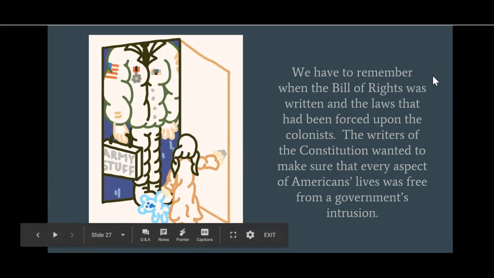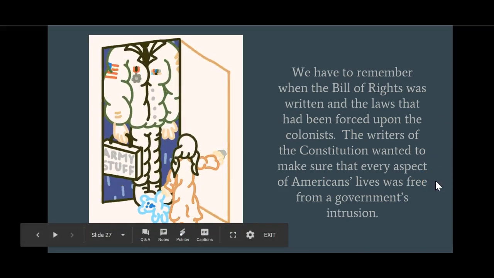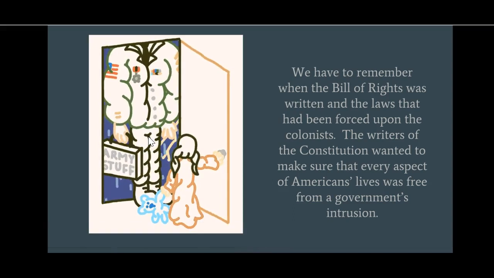So we have to remember when the Bill of Rights was written and the laws that had been forced upon the colonists. The writers of the Constitution wanted to make sure that every aspect of Americans' lives was free from a government's intrusion. So whether that be our own government or another government, we don't have to open our doors and make sure that our soldiers are taken care of, because the government takes care of them in different ways and we're not responsible for that.